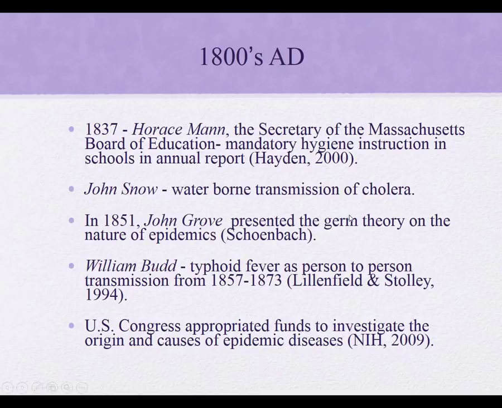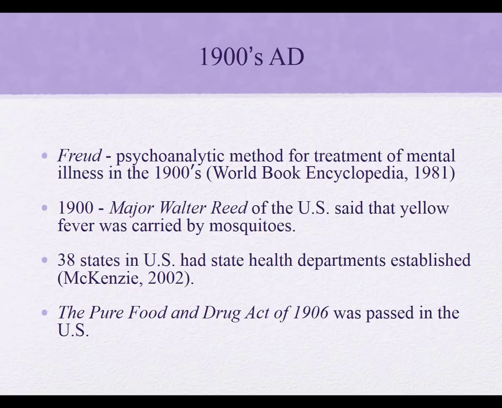The germ theory, those you've probably studied in biology. In 1851, typhoid fever, they figured out, in the 1800s, was a person-to-person transmission. And then in the 1800s was when Congress, for the first time, appropriated funds to investigate the origin and causes of diseases. So this was the first time they really started trying to figure out what is going on.